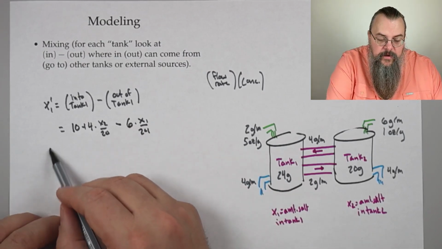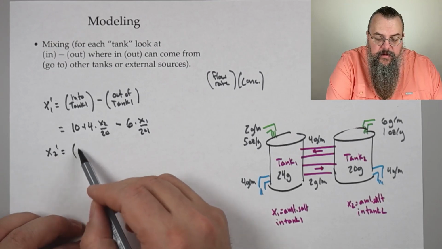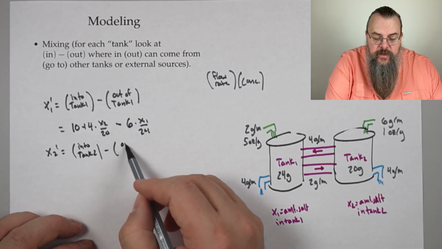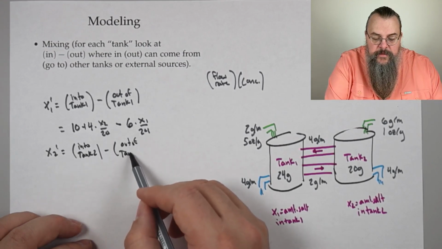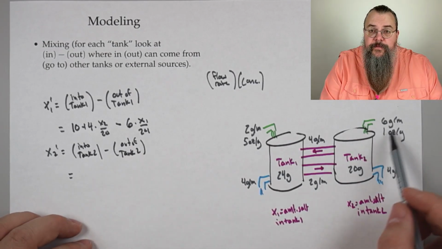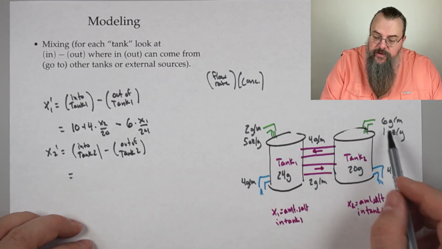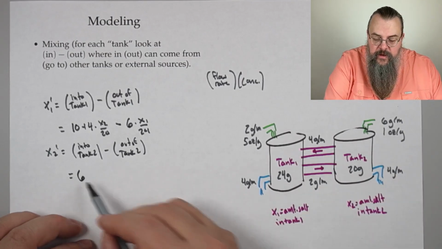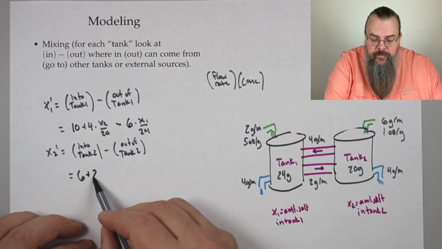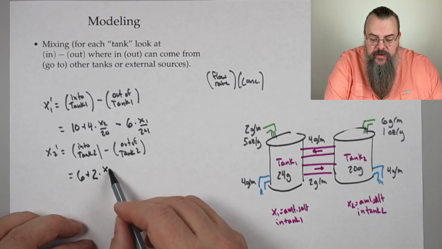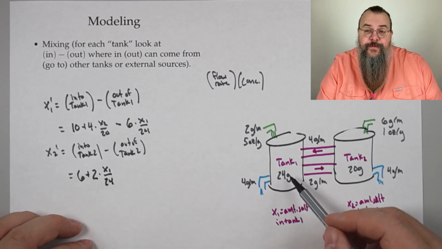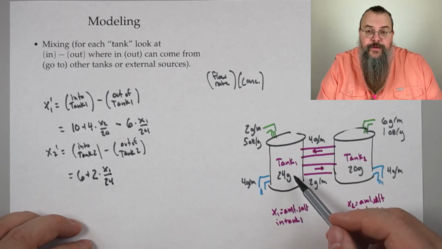All right, and in a similar way, x2 prime into tank 2, subtract out of tank 2. Well, what happens here? Well, certainly we have from the outside source, we have 6 times 1, great. Then we have things coming from tank 1. Well, it's 2 gallons per minute. Then the concentration is x1 over 24, right? So x1 is the amount of salt, 24 is the number of gallons, x1 over 24.